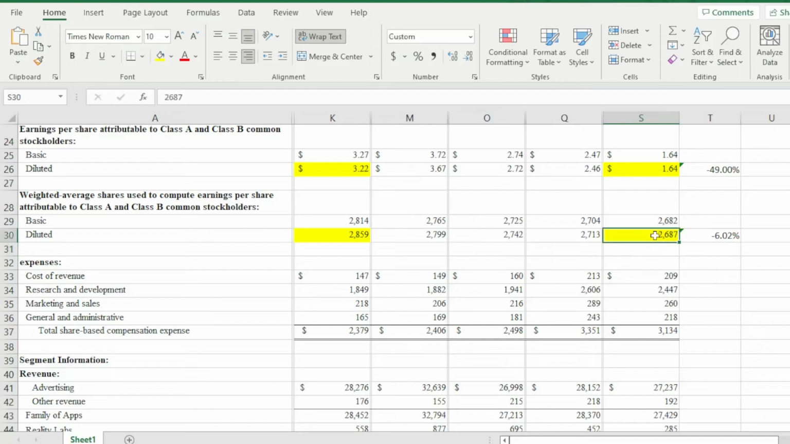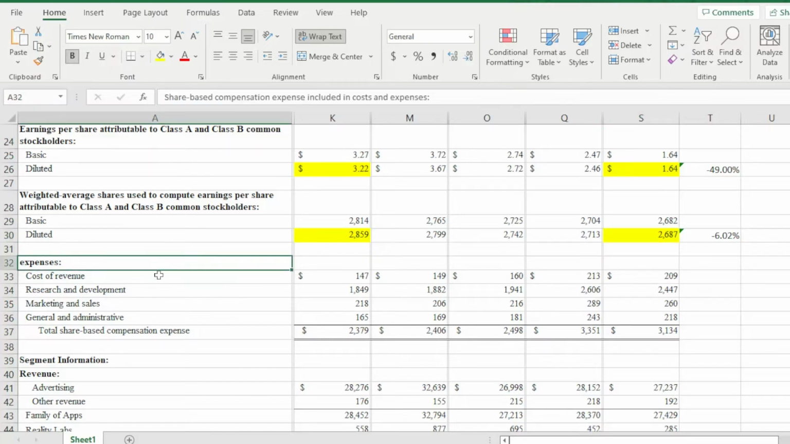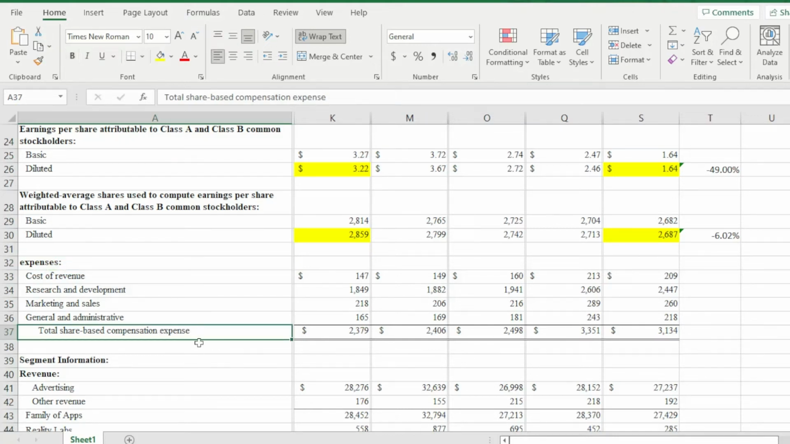Now, if they do decide to buy a bunch of shares in this $90 region, and then we start shooting up towards like 150, yeah, that's what investors want to see. That's good. Now, let's pay attention to these expenses right here. Now, these expenses are actually related to the stock-based compensation expense. So they're essentially just showing us how this total share-based compensation expense is calculated.